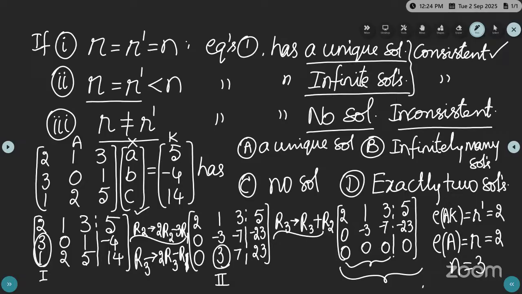So R equals R dash less than 3. How many solutions? Infinitely many solutions. Is it clear or not?